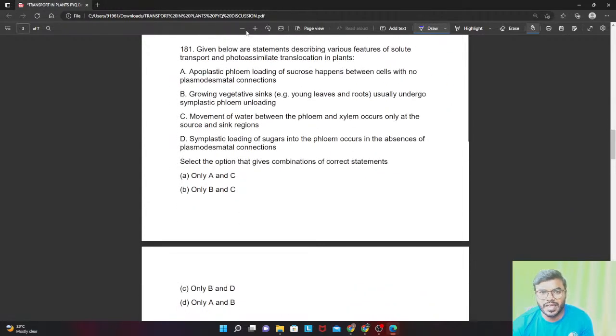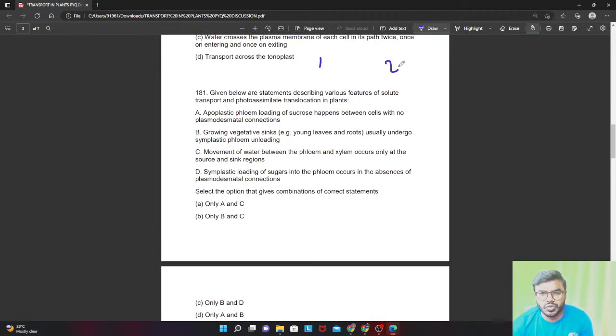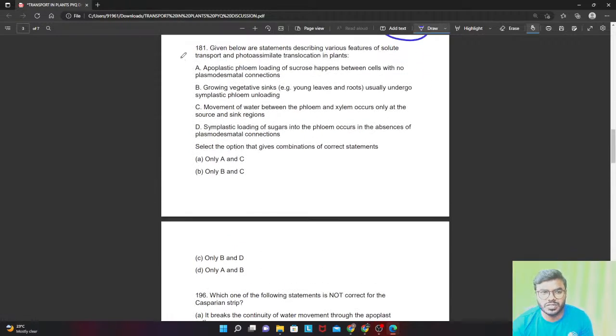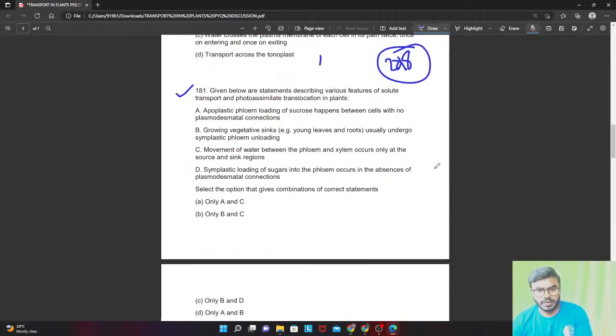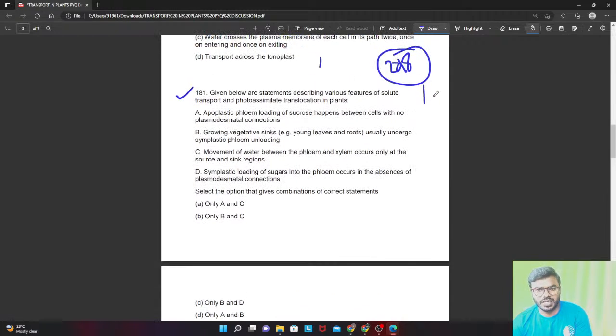Okay. Now once again, same 2018 part C question. Part C 4 marker. Slowly analyze and give me the answer. You can easily analyze, friends.